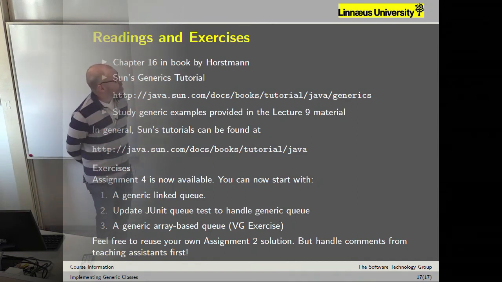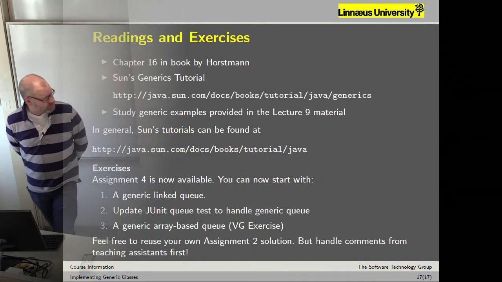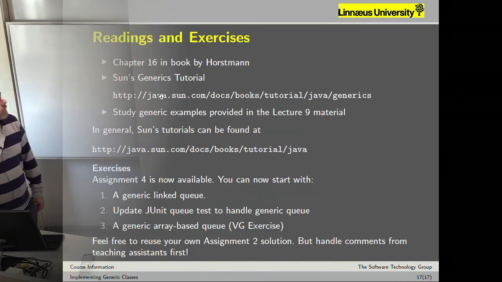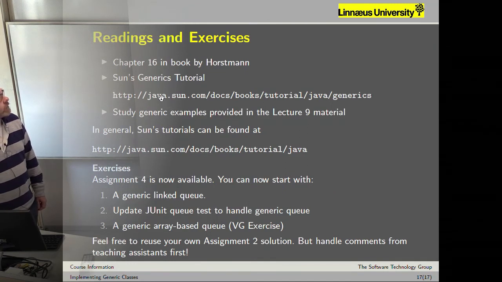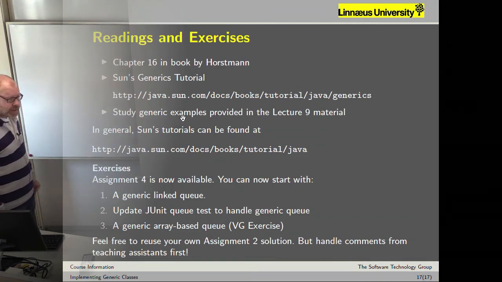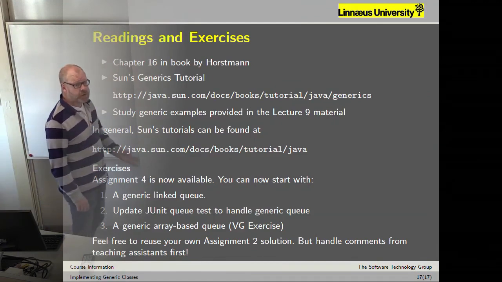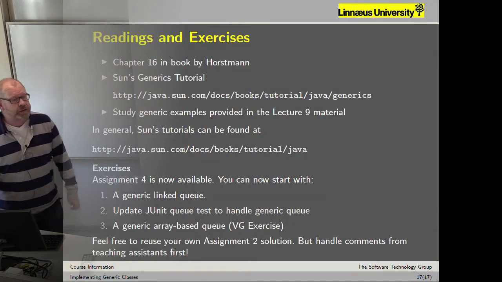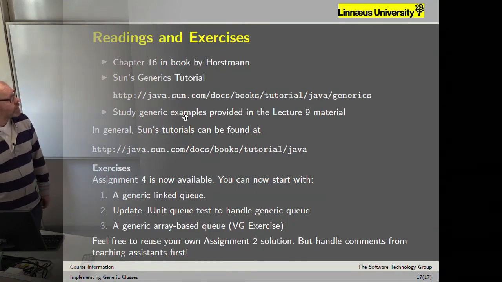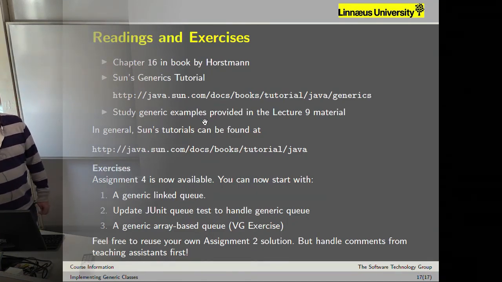You should read chapter 16 in the book by Horstmann. Sun has also a very good tutorial when it comes to generics. When I run into trouble, this is where I look. It's a good one. Also, I have given you the generic array list example as a part of the lecture material for this course. I think taking a look at the generic list, trying to understand all details, is a very good starting point before you start to do your own programming.